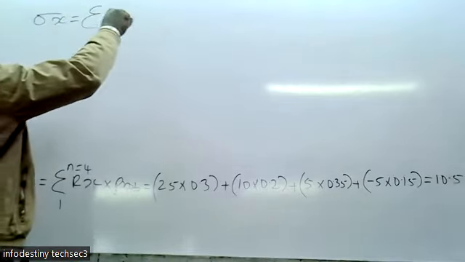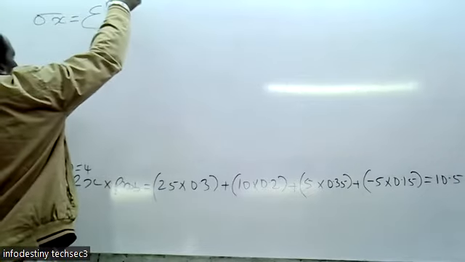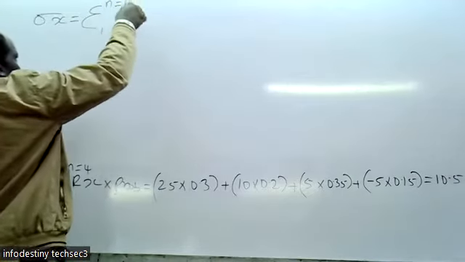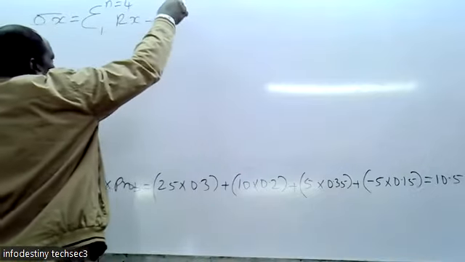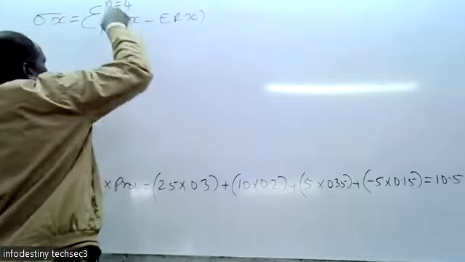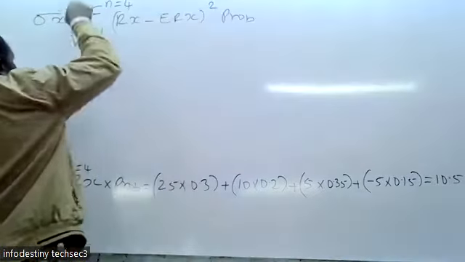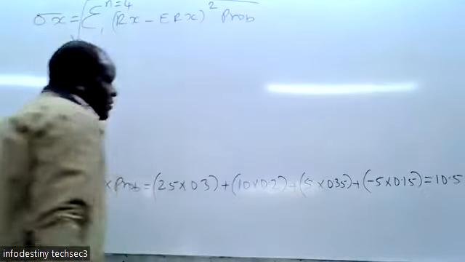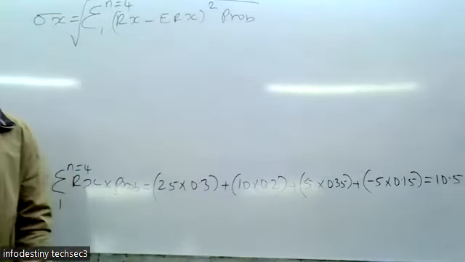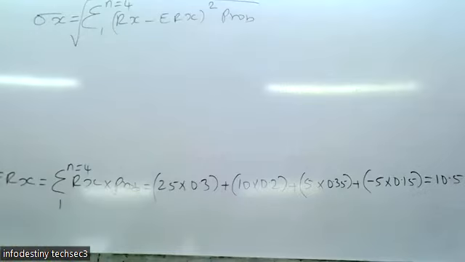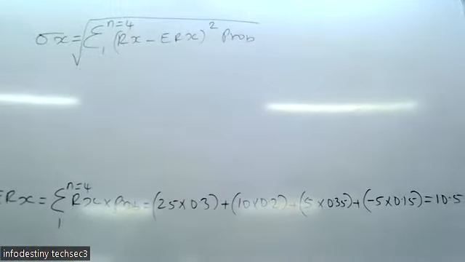We get the summation from the first to the last. There are 4 observations. Return for x minus expected return for x, you square, multiply by the probability, then get the square root. So for us to get the standard deviation for x, we get the return for x minus expected return for x, then we square, then the probability.